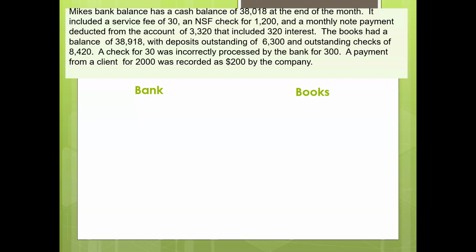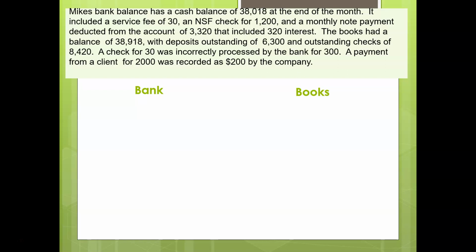Now here you have a bank that has a cash balance of $38,018 at the end of the month. It includes service fees, NSF, and monthly note payment deducted from the account. The books had a balance of $38,918 with deposits outstanding of $6,300 and outstanding checks of $8,400. A check for $30 was incorrectly processed by the bank for $300. A payment from a client for $2,000 was recorded as $200.